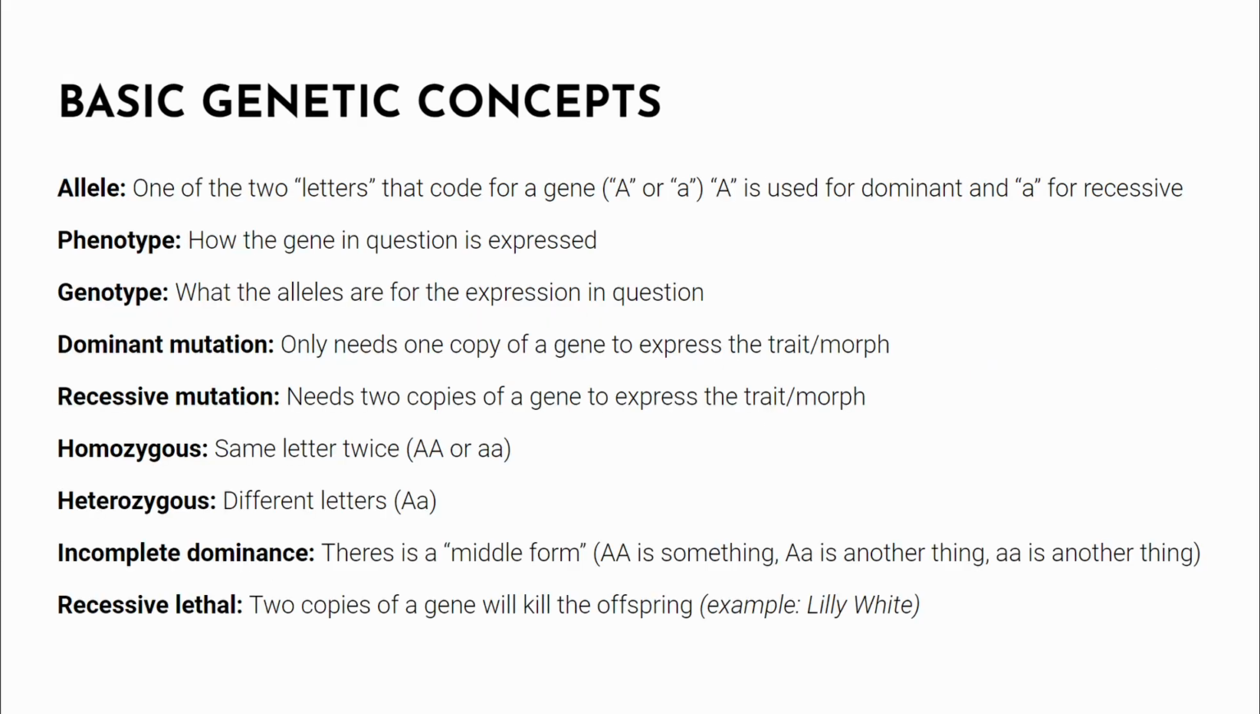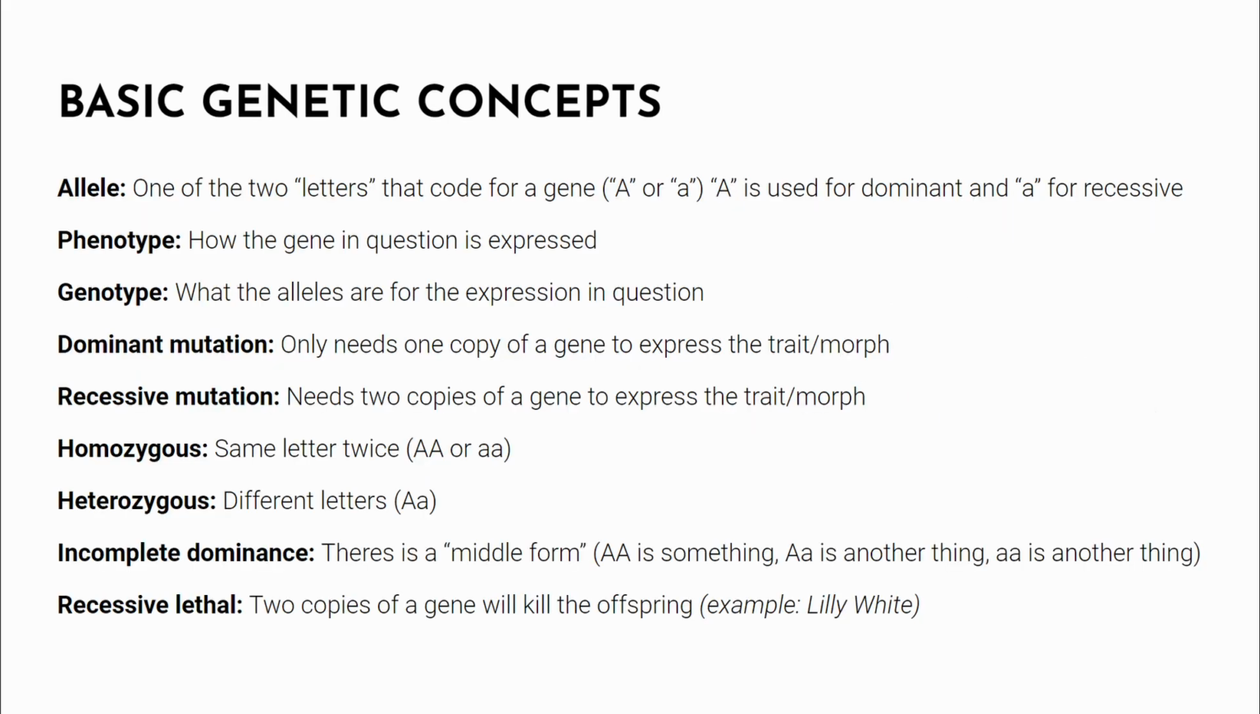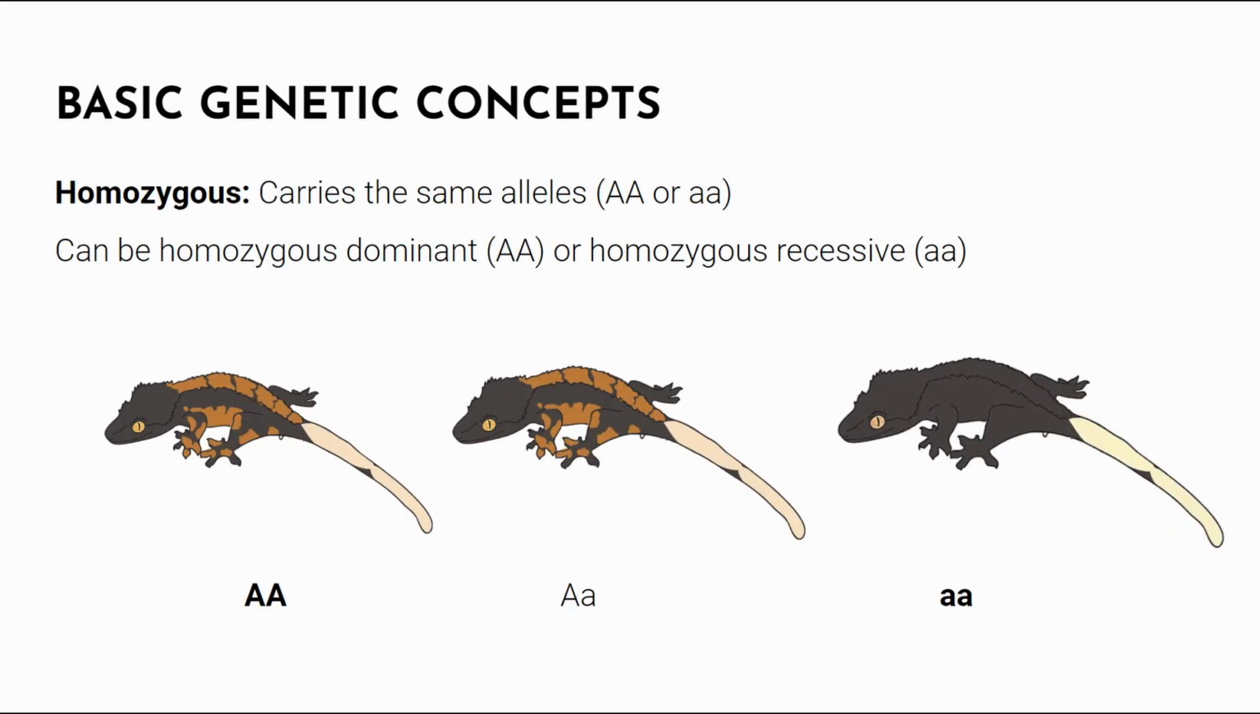A recessive mutation is a mutation that needs two copies of a gene to express the trait or morph. For example, the phantom gene is a recessive mutation, so each of the parents is going to have to pass a copy of the phantom gene, so two copies of the phantom gene total, for the kid to express the phantom mutation. A homozygous individual is an individual that is carrying the same letter twice, for example, big A, big A or small a, small a. Since the phantom gene is carrying two copies, it is going to be considered a homozygous individual.